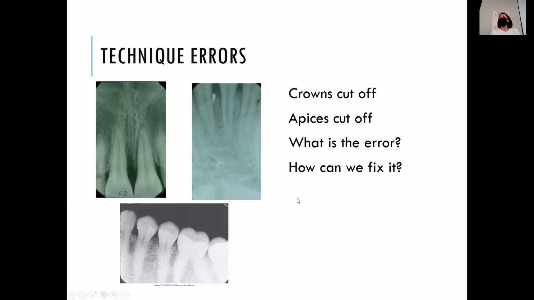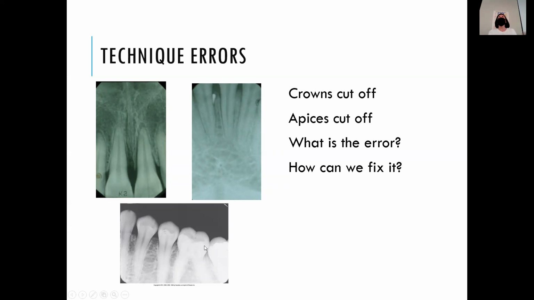So here we have some more technical errors. This one, there's various things happening. Usually it's positioning. It could be positioning of the PID, so they're not getting it parallel, so that you're not getting the occlusal surfaces of the teeth. If it cuts off just the tiniest edge, and the doctor can still see the interproximal space, typically you're not going to have to retake that. If it's more than 50% of the crown, like here, you're going to have to retake that.